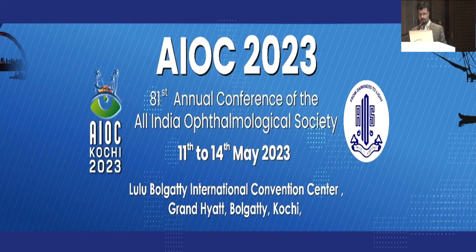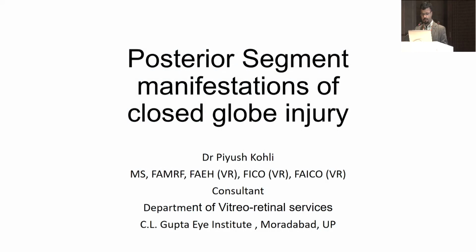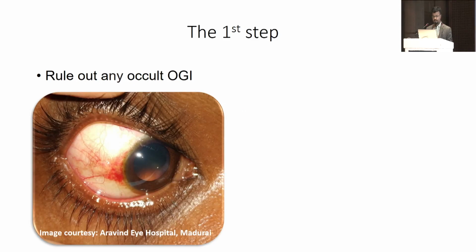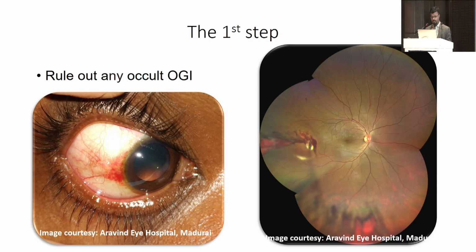So now moving on to the posterior segment manifestations of closed globe injury. A patient with blunt trauma may look innocuous at first look. So what we need is careful and detailed history taking as well as fundus examination, necessary to rule out the collateral damage. Like this patient, who looks very innocuous with a subconjunctival hemorrhage, but the first thing we have to do is rule out any occult globe injury.